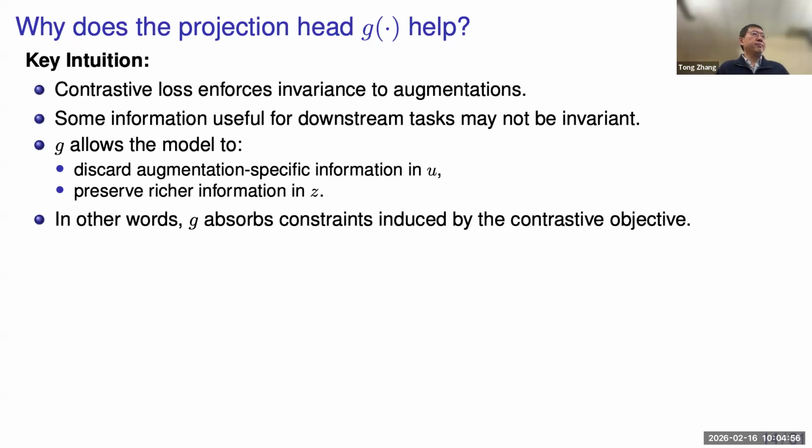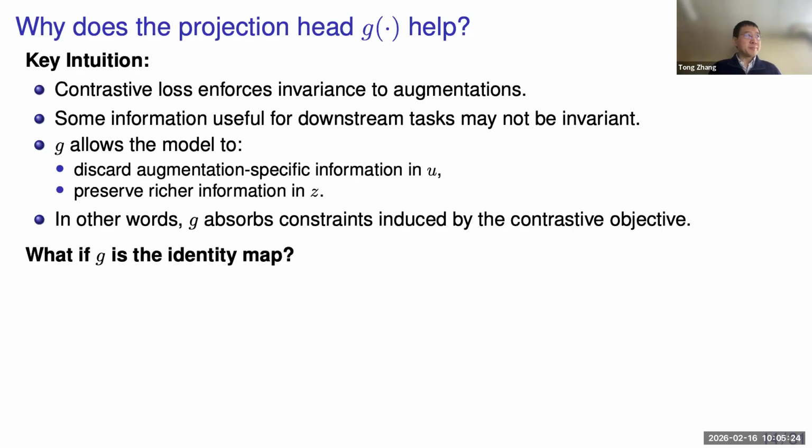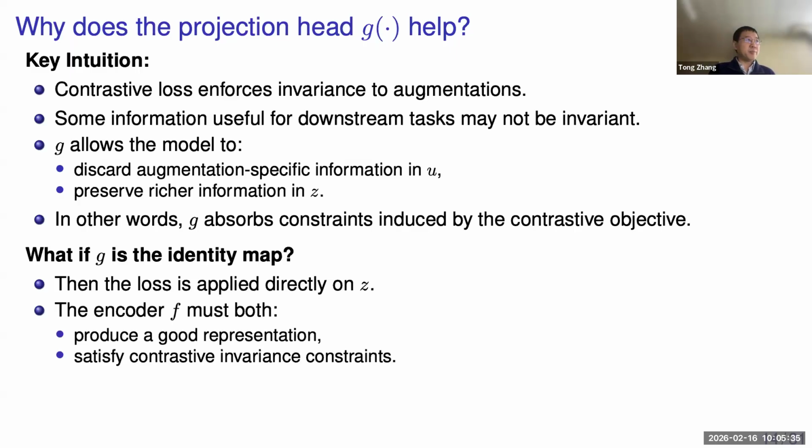So in other words, G absorbs the constraints induced by the contrastive loss, and therefore you get richer information in Z, and hopefully Z is better because of the richer information. Although there's no enforcement of that. Just keep in mind, this paper doesn't introduce any enforcement to say the richer information I get in Z is indeed better. If G is identity, then it's the same as applying the loss directly on Z. In that case, you still learn, it's just not as good. So that's all.